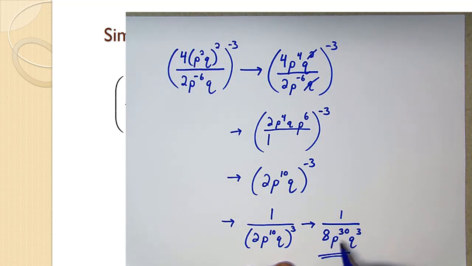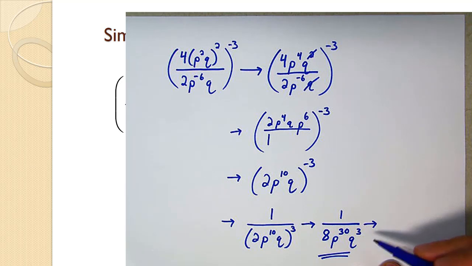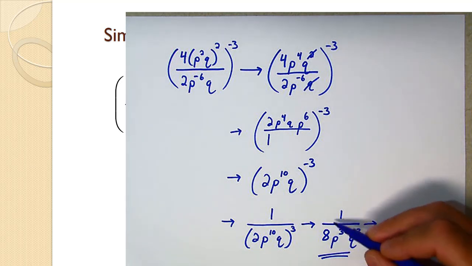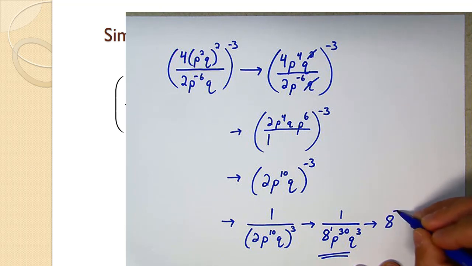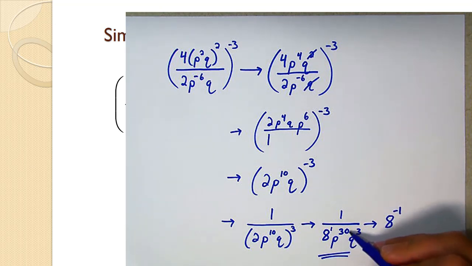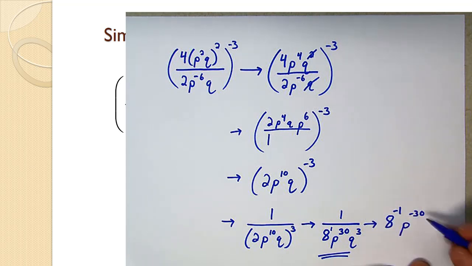So how do we get rid of this fraction? How do we get rid of everything down below here? Well, we're going to send it back up to the numerator, and we'll put a negative exponent on everything. So 8 will go up to the top. Remember, this is 8 to the first, so this will become 8 to the negative 1. P to the 30th will go up, and that becomes p to the negative 30th. Q to the third will go up, and that becomes q to the negative third. And now we don't have any fractions, so we have to accept the negative exponents, but we did simplify it without fractions.